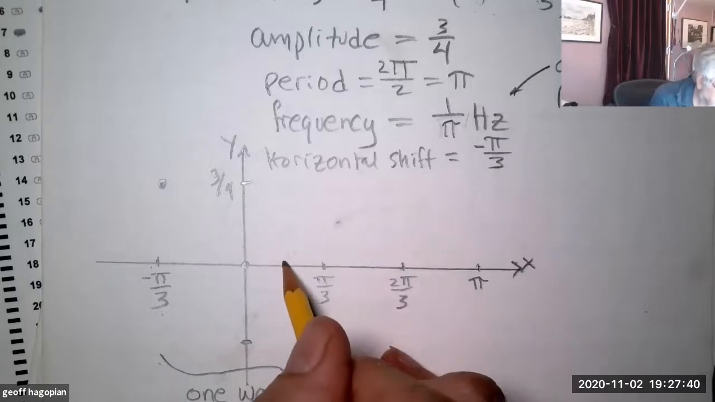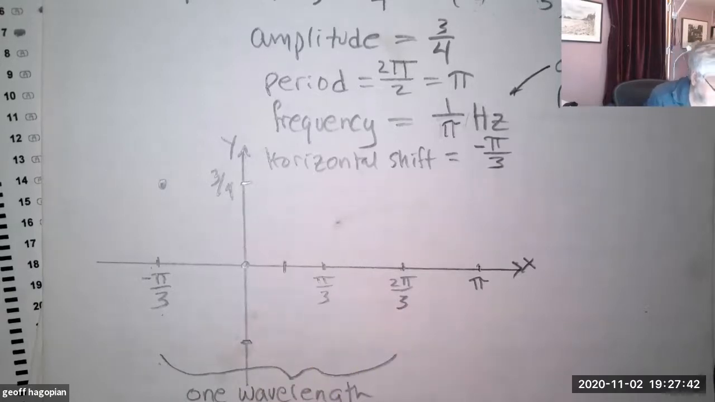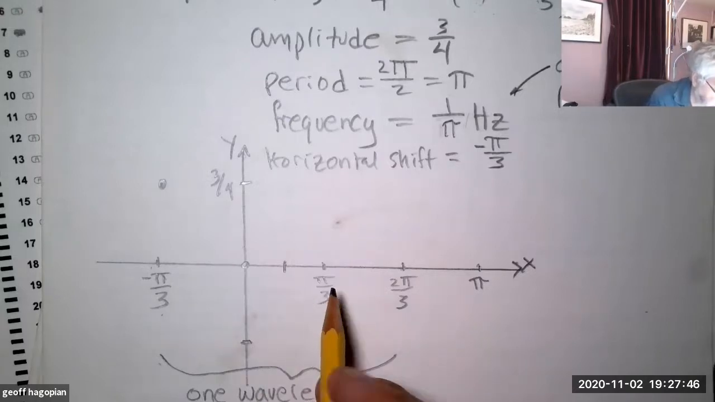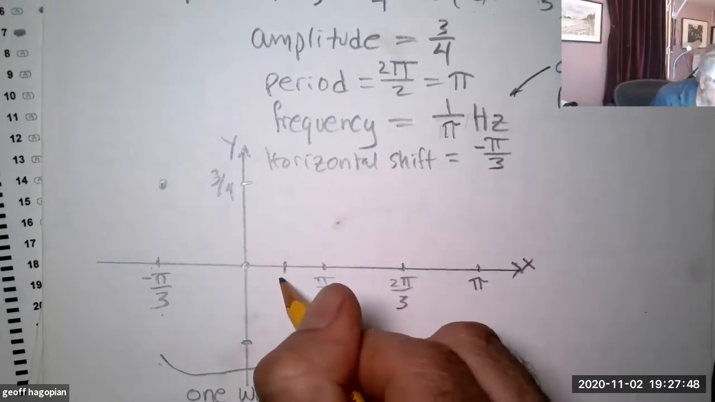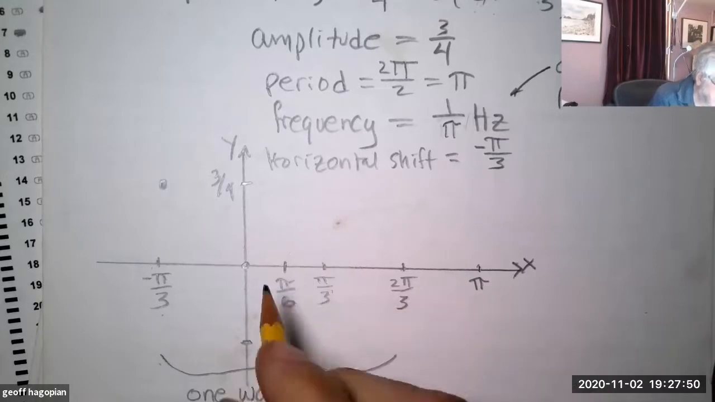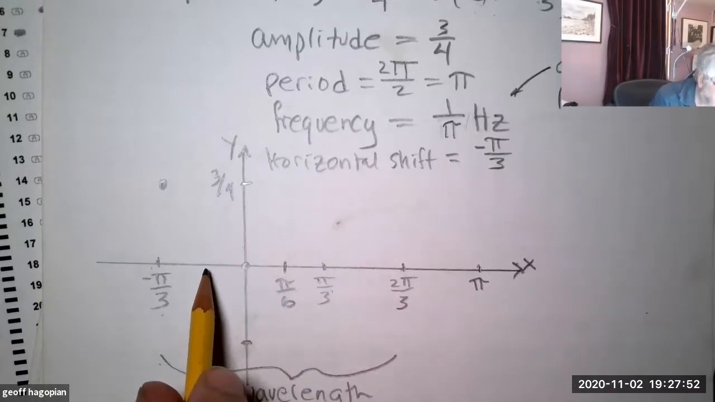And halfway is going to be here, right? And what is this? This is half of pi over 3. That's pi over 6. And so what's this quarter wavelength point?